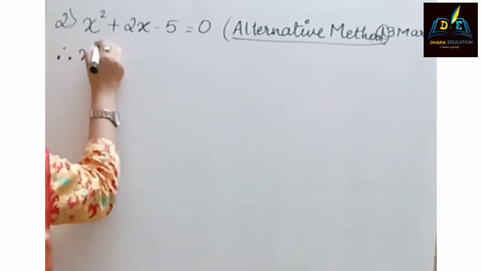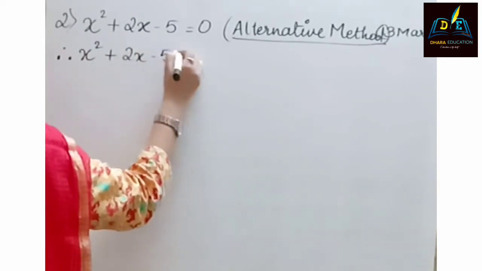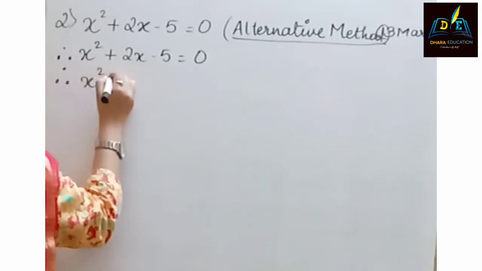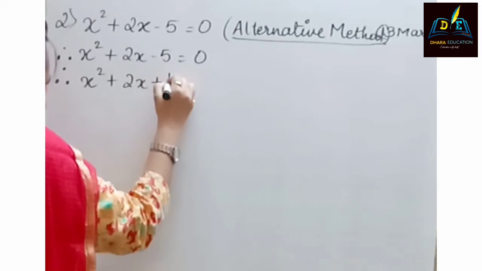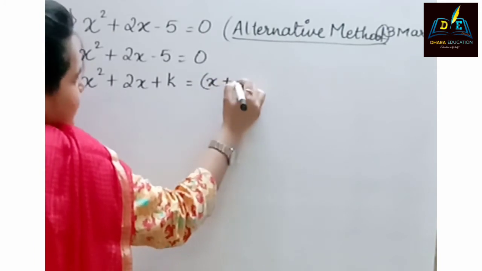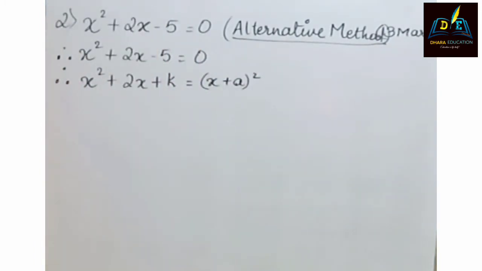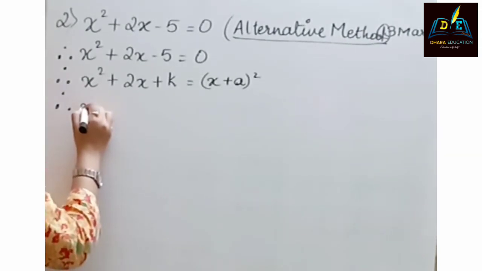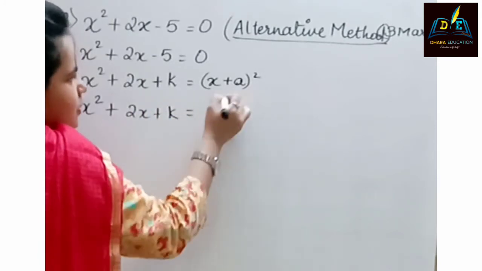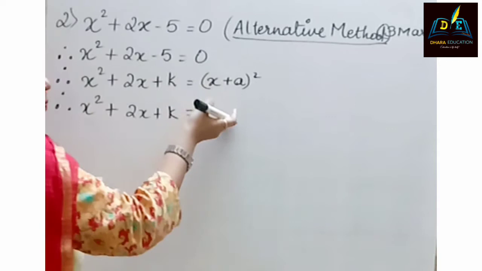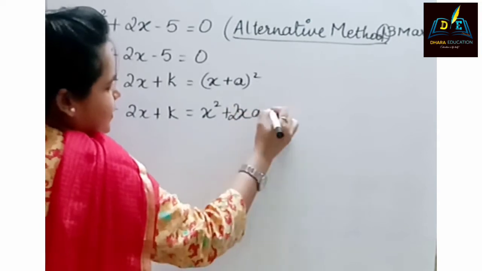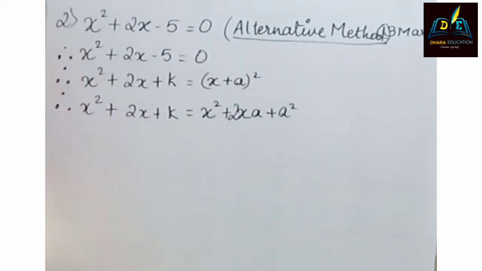First we write x square plus 2x minus 5 is equal to 0. And then x square plus 2x plus k, where k is a constant, is equal to x plus a the whole square. Therefore, x square plus 2x plus k, when we expand this formula, will be x square plus 2xa plus a square.